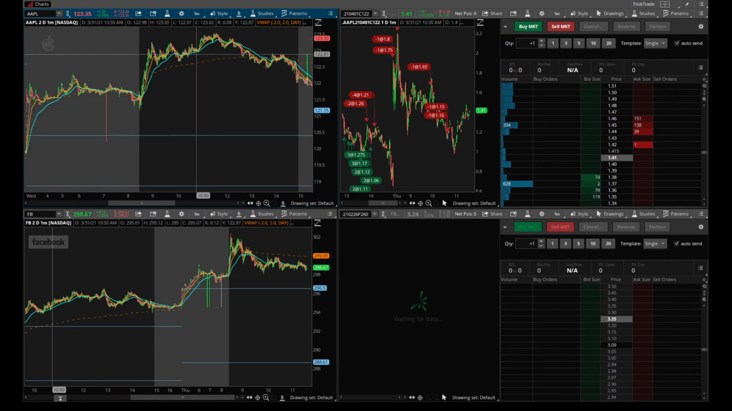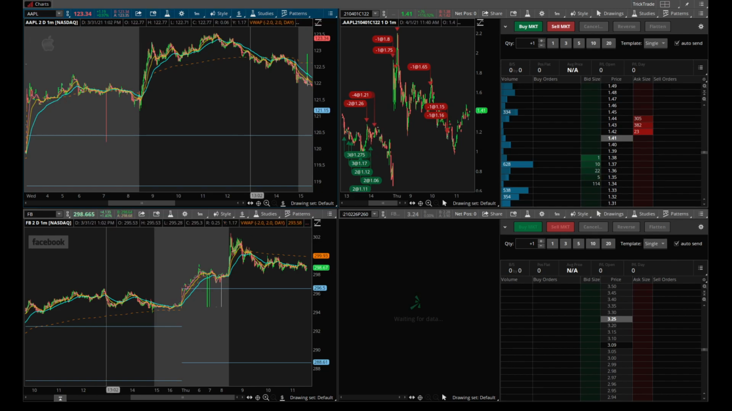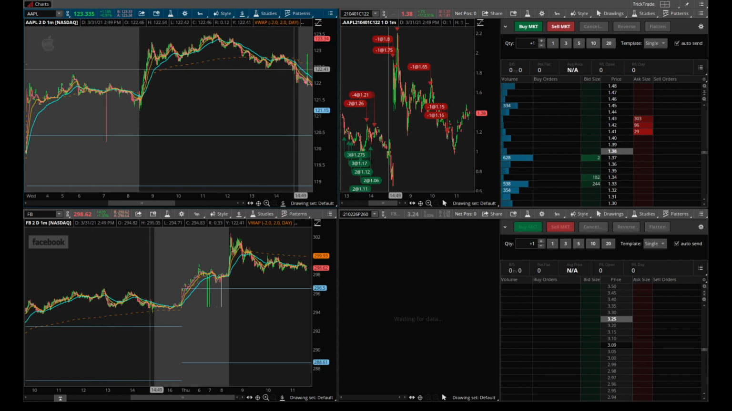Apple yesterday. This is yesterday's price action, and so I basically bought this dip here down to the VWAP, and I bought it with the 122 calls expiring today. It didn't go so well into the close.